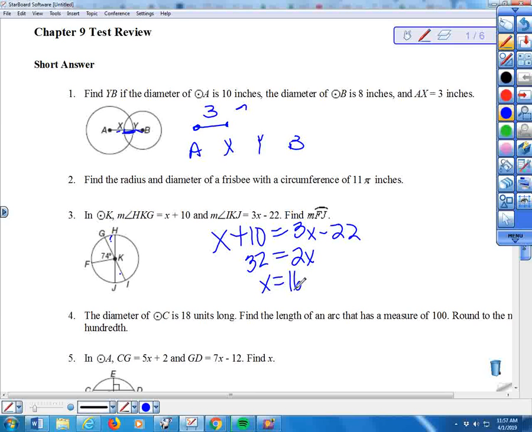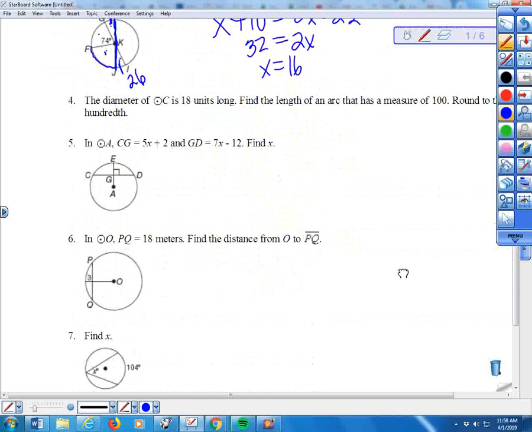I'm trying to find the arc measure of FJ. FJ, this whole thing here. I know x is 16, so that means this angle is 26. And this angle is 26. This is a straight line. So I would take 180 minus 74 minus 26, right? And that's 100, so this would be 80 degrees. Does that make sense? Okay.